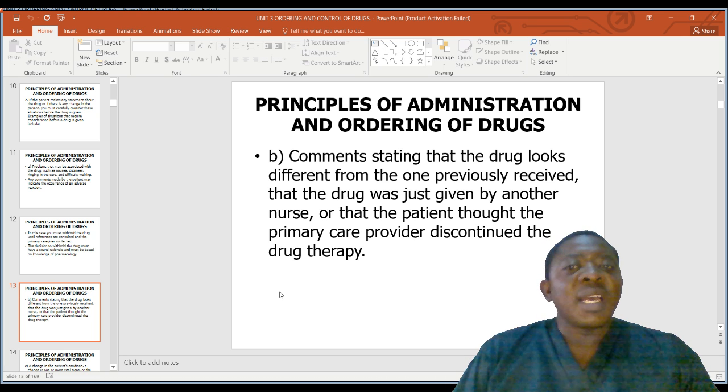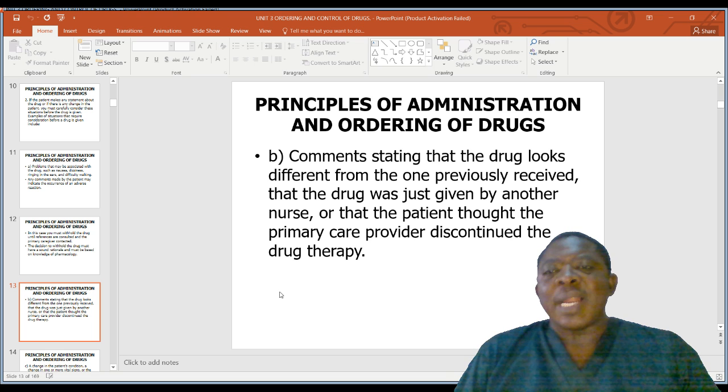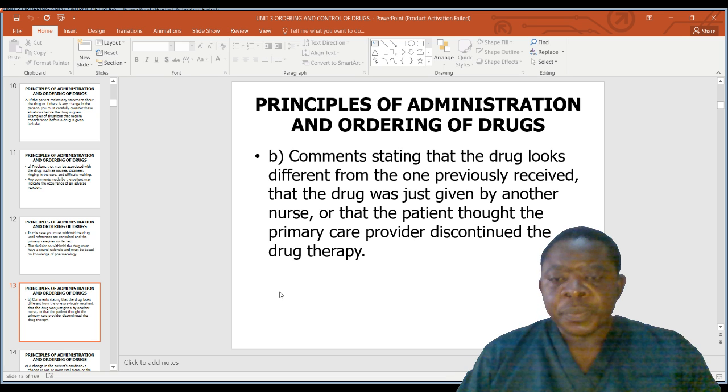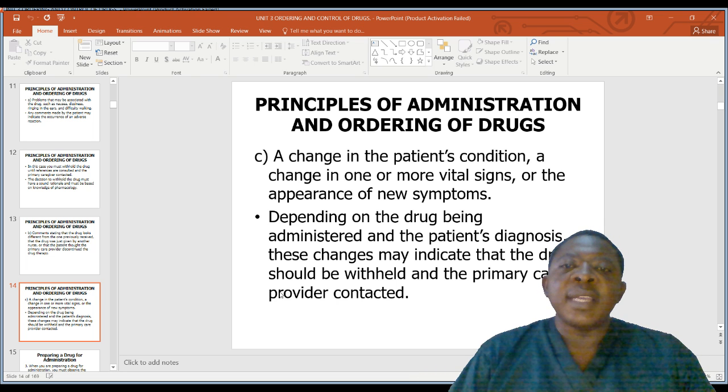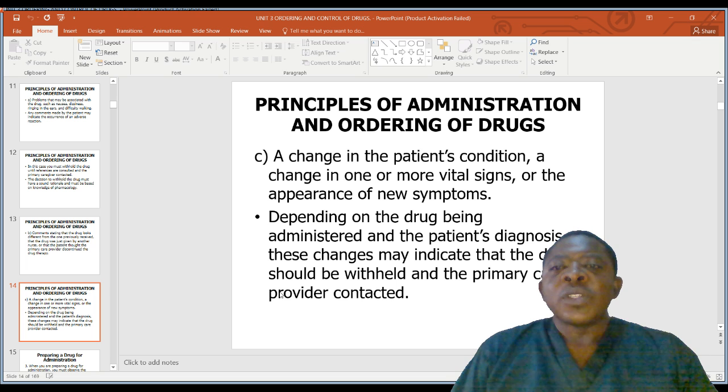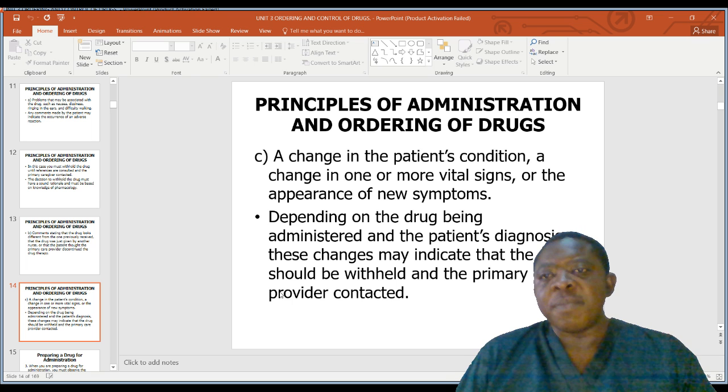So when there are such comments from the clients, you need to look at it and make a consideration, then see a change in the patient's condition. Sometimes you may be giving a drug that causes sedation, but the patient has a sleep problem. You may sedate the patient to death. So in such instances, you may need to change the drugs.